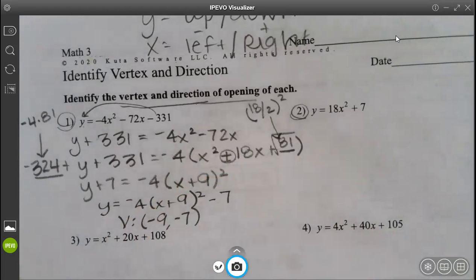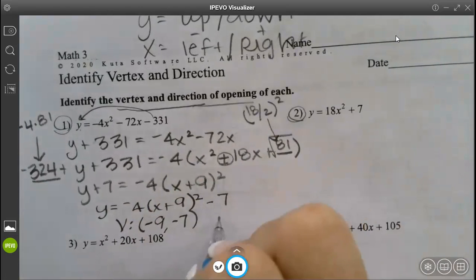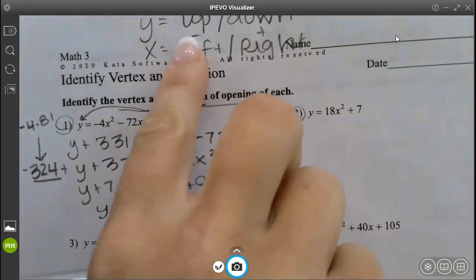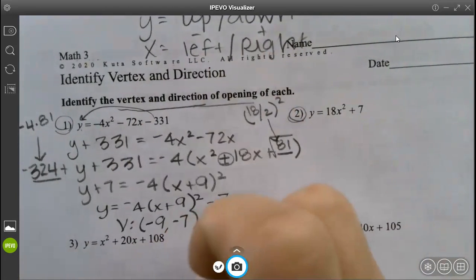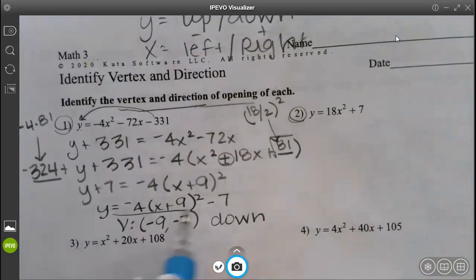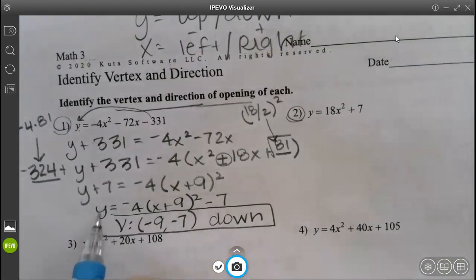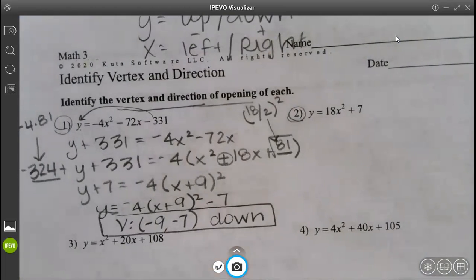Which way does this one open? Look at it one more time. Remember, y equals is up or down. So this one is down. Good. All of these on the front are either going to be up or down. On the back, we'll move to left or right. All right. Any questions?